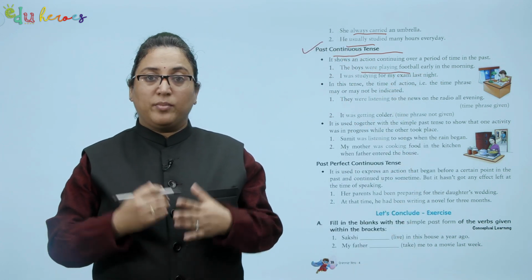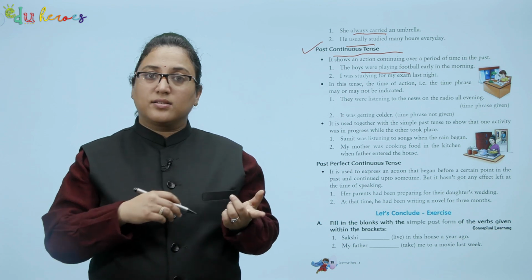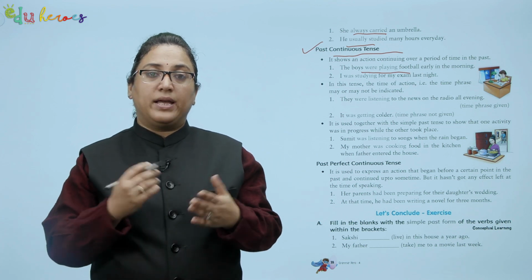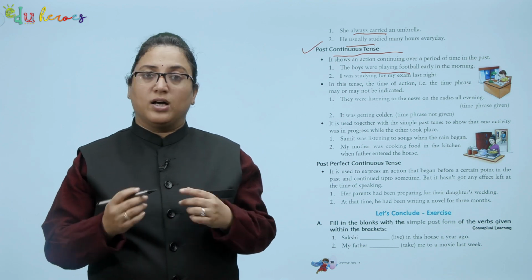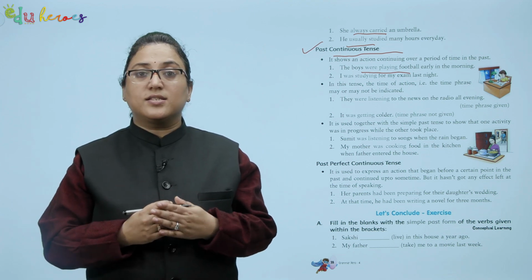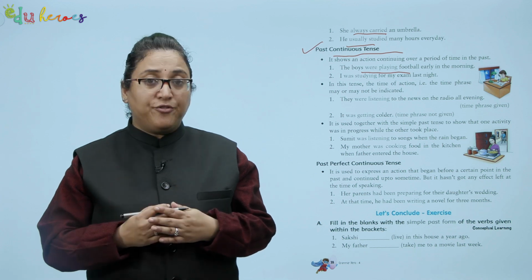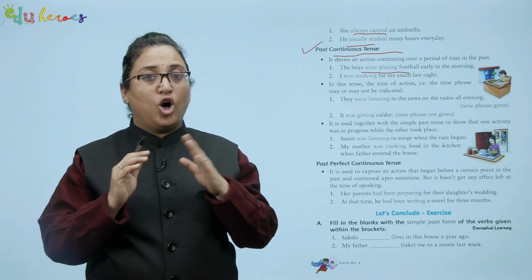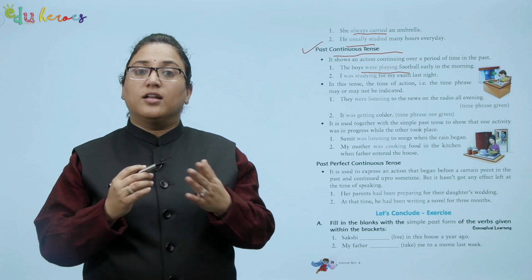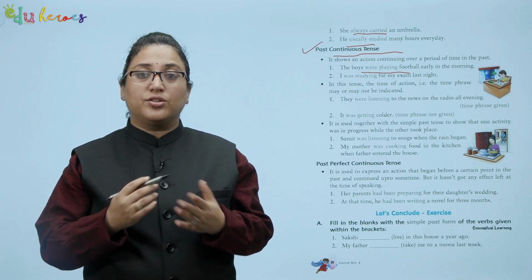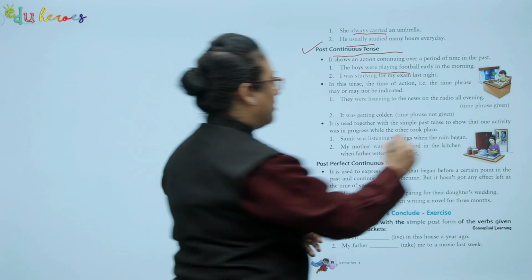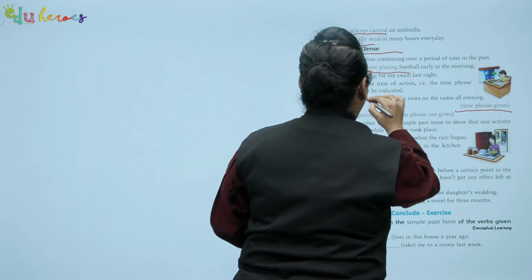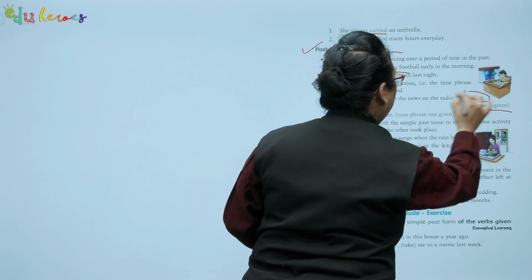I was studying for my exam last night. So मैं अपने एग्ज़ाम के लिए पढ़ रही थी लेकिन लास्ट नाइट, तो वो पास्ट हो चुका है. In this tense, the time of action, that is the time phrase, may or may not be indicated. They were listening to the news on the radio all evening. So the time phrase is given here. Were listening all evening is the time phrase.